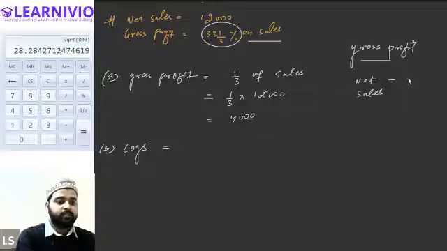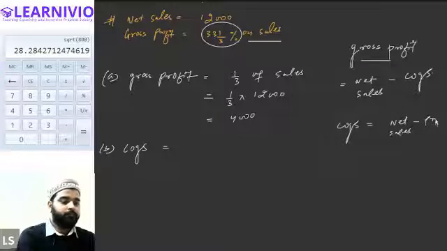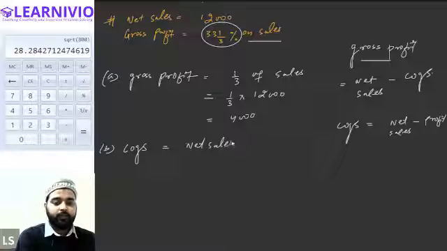Net sales minus COGS. So if I want to find out the value of the cost of goods sold, can I write it this way? Cost of goods sold equals net sales minus profit. It will give me the answer of the cost of goods sold. So I will be writing it as 12,000, that is the value of the net sales, minus gross profit. Answer is 8,000. Yes, correct.